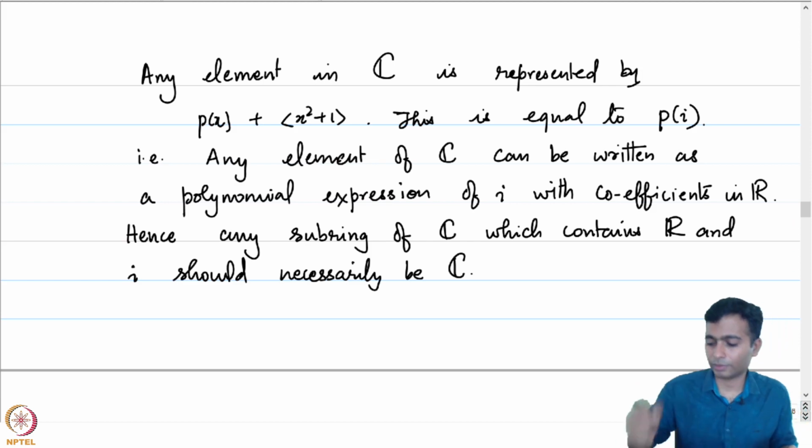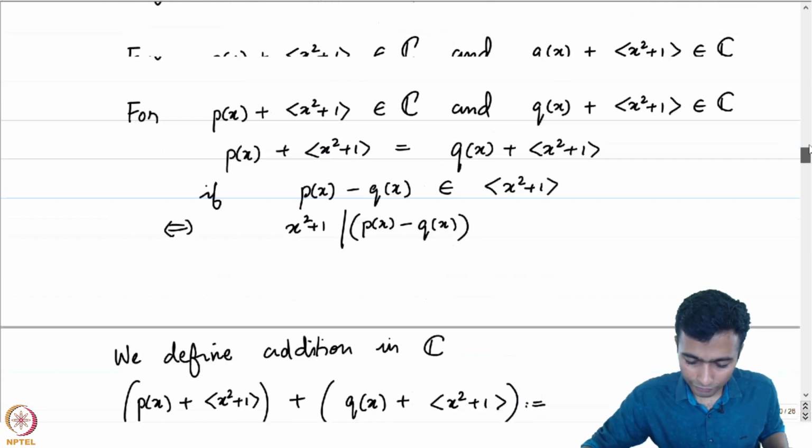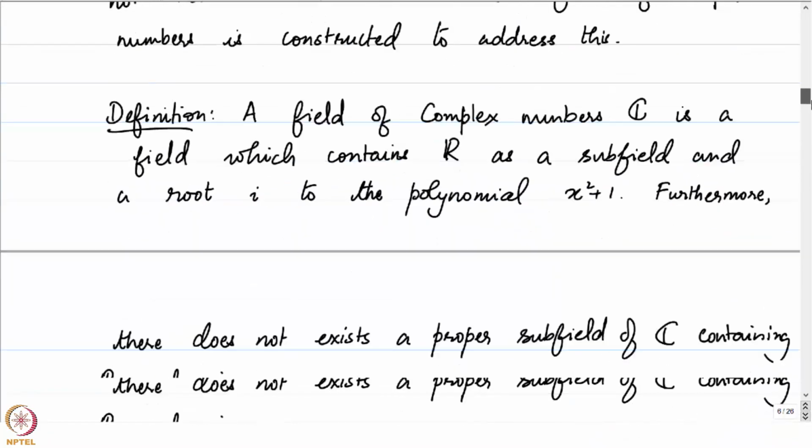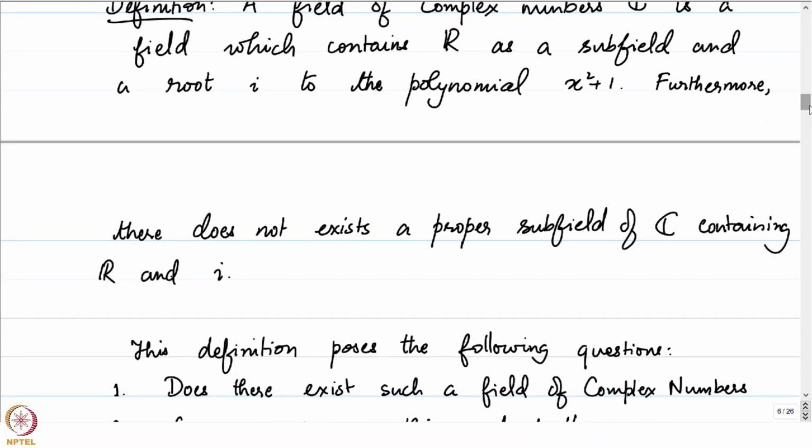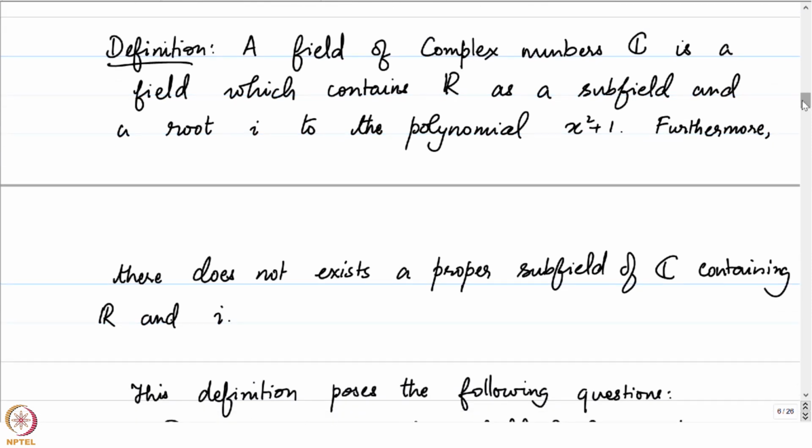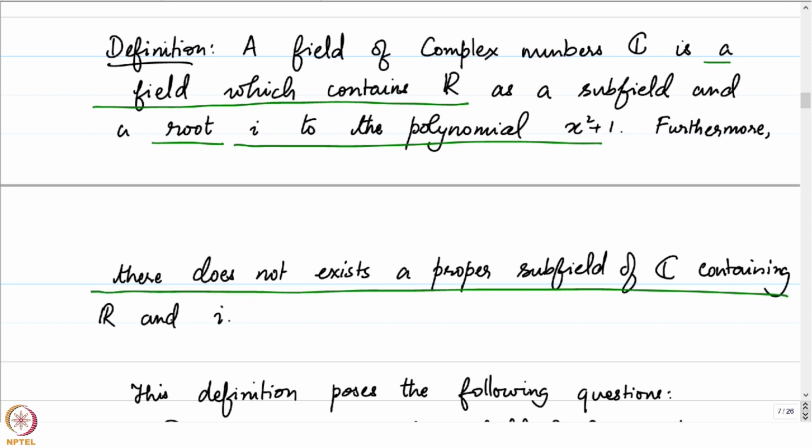So let's go back to the definition of a field of complex numbers. This is our definition, right? Let me use green color to underline those aspects which we have already established. It's a field which contains R. This is something we just established as a subfield. As of now, it's just a subring, but we will come to that. And I is a root for the polynomial x square plus 1. That is also something we have established.